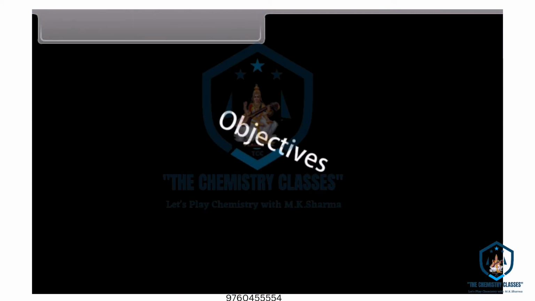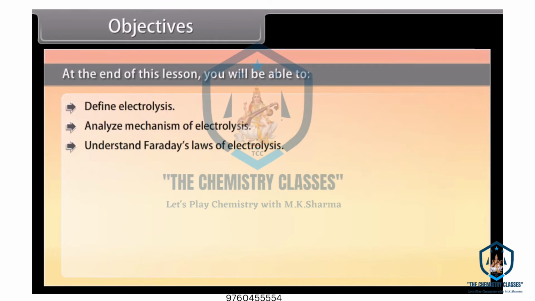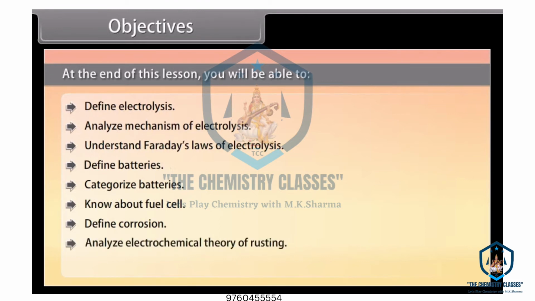Objectives. At the end of this lesson, you will be able to define electrolysis, analyze the mechanism of electrolysis, understand Faraday's laws of electrolysis, define batteries, categorize batteries, know about fuel cell, define corrosion, analyze the electrochemical theory of rusting, and explain prevention of corrosion.